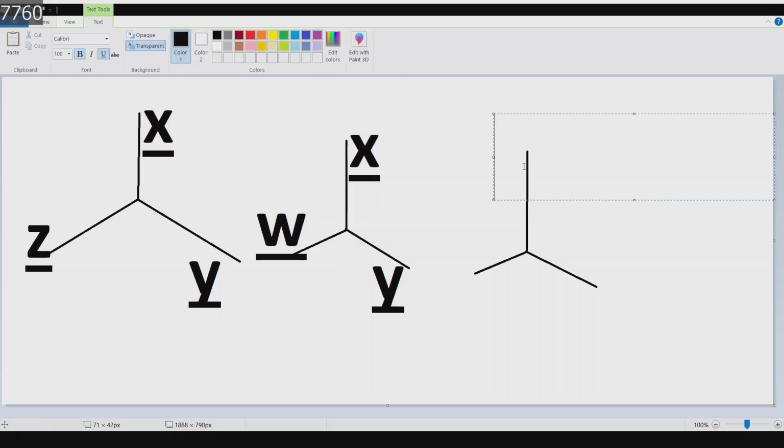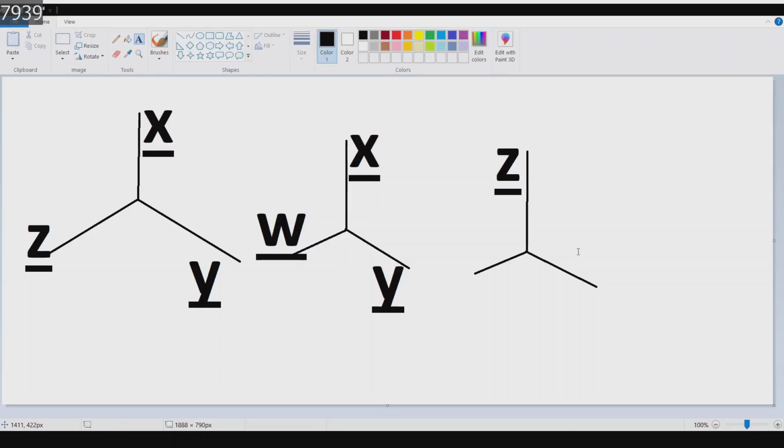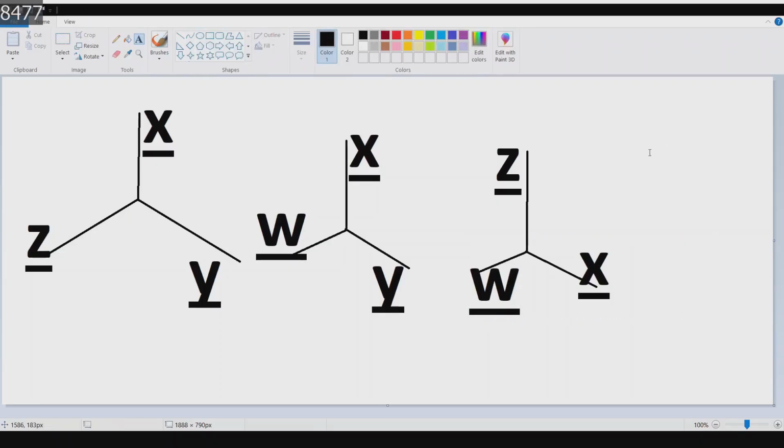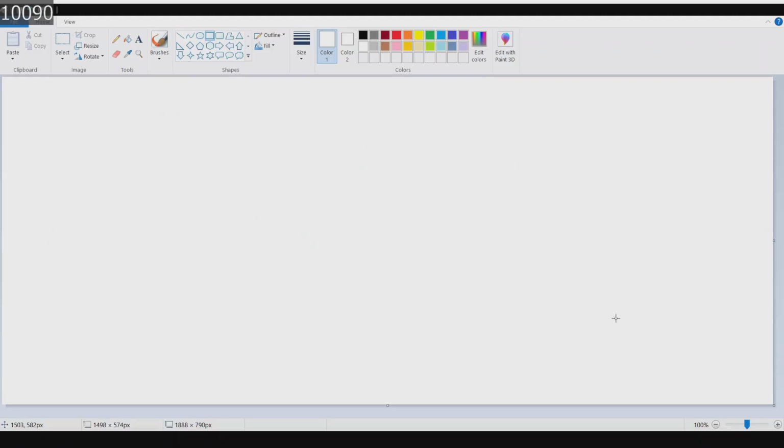But wait, we could also do Z, X, W. It's a whole thing, where each is perpendicular to each other. So, we have a plane for each set we could make out of all of this.